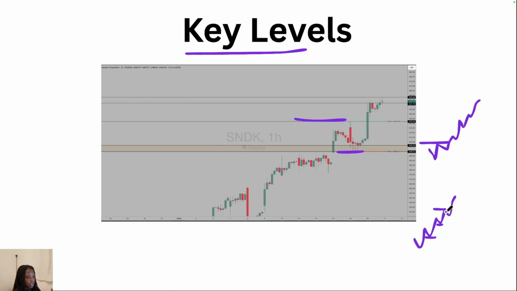Sellers stepped in here to push this away, push this down a little bit. That's a key level for me. Just think about it that way and draw it out.